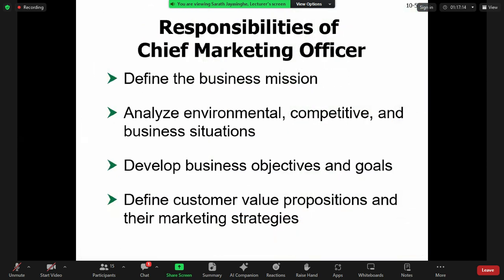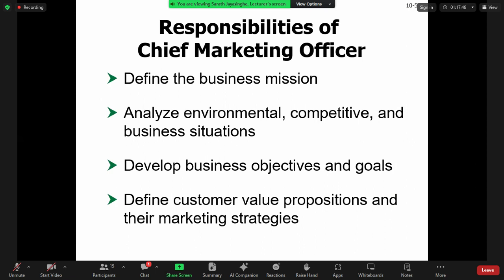Responsibilities of the chief marketing officer. You have to define the business mission at the beginning, or otherwise use the already defined mission that will be there at the company. Then you can use that. Then analyze the environment, competitor and business situation. Whenever you want to do a marketing strategic plan for a new product, you have to think about the company's mission, SBU mission, their objectives, and cover everything. If they have done it, you can do your part.